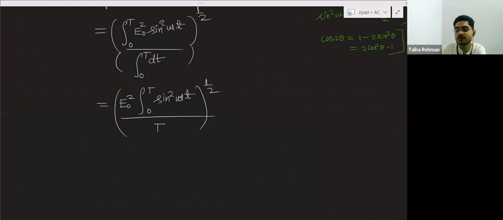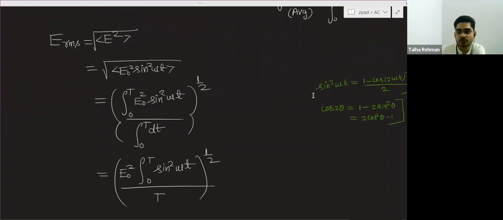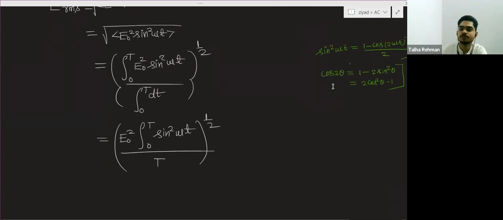Now for the integration of sine square omega t, we have to convert it. Sine square omega t can be written as (1 minus cos 2 omega t) divided by 2, from the formula of cos 2 theta. Cos 2 theta is given by 1 minus 2 sine square theta, or 2 cos square theta minus 1. So when you convert this formula, you get sine square omega t as (1 minus cos 2 omega t) by 2.